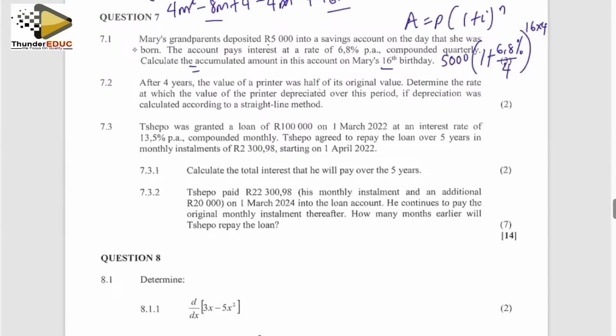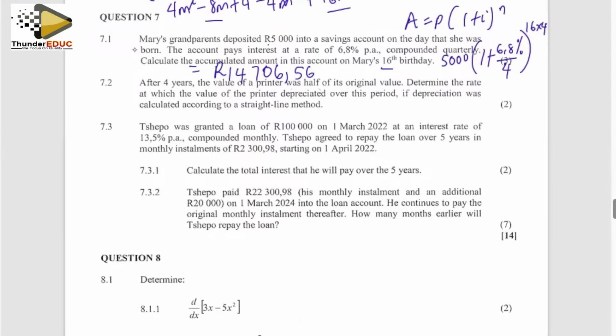Alternatively, you can use 0.068 over 4. So 5,000 plus 6.8% over 4, all to the exponent of that. I'm getting 14,706.56, around about that value.